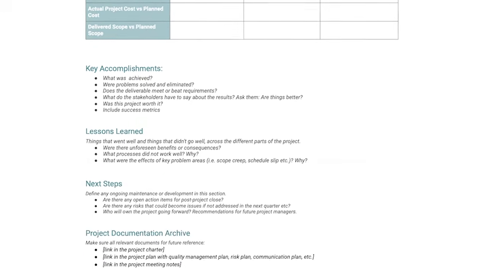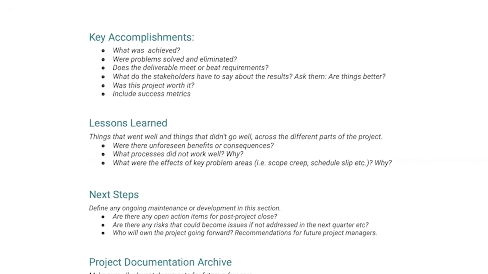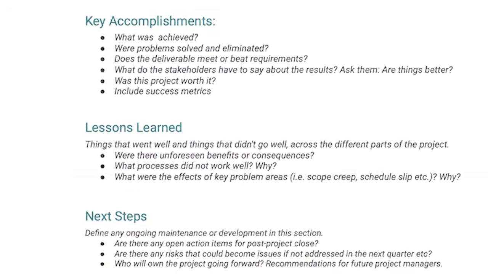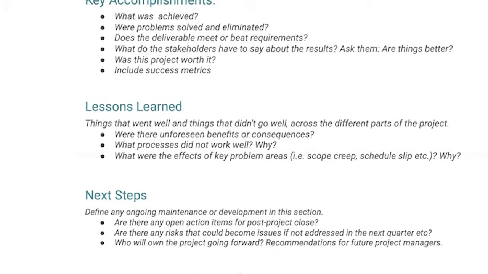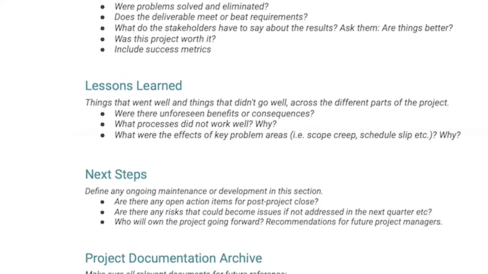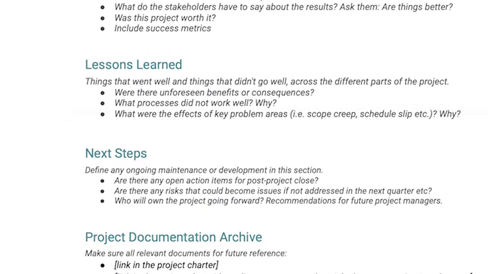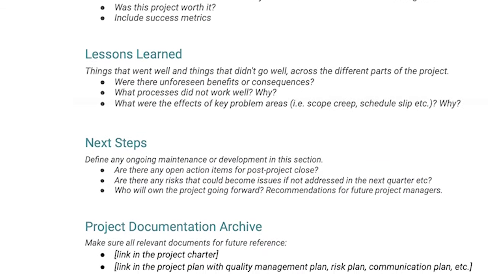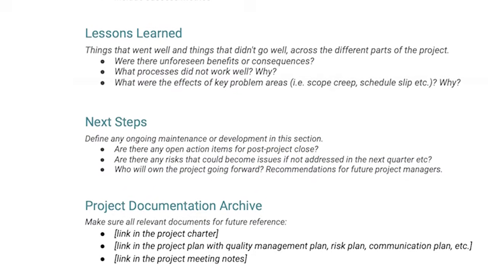The remaining sections are key accomplishments and outcomes, lessons learned, next steps, and project documentation archive. When filling out these sections, being thorough is key. We've included questions to help guide you and ensure you're being detailed enough, but feel free to take it one step further in your own closeouts by getting even more specific. And when you're filling out these sections, keep in mind that the purpose of the closeout is to compile and archive the most important aspects of the project.